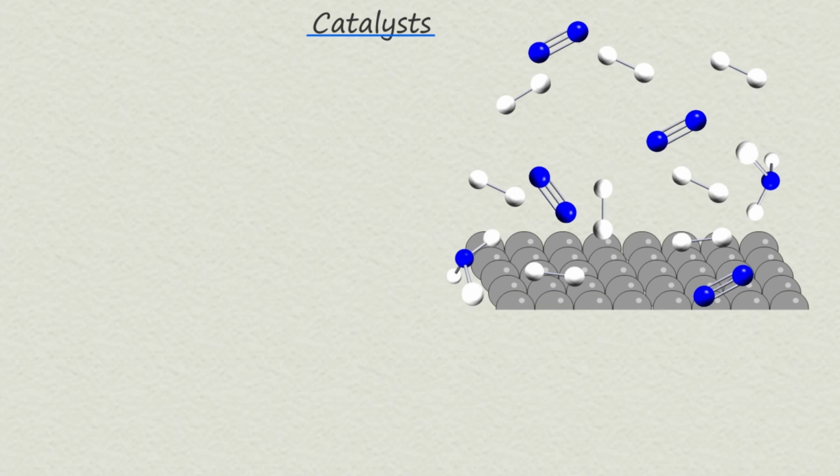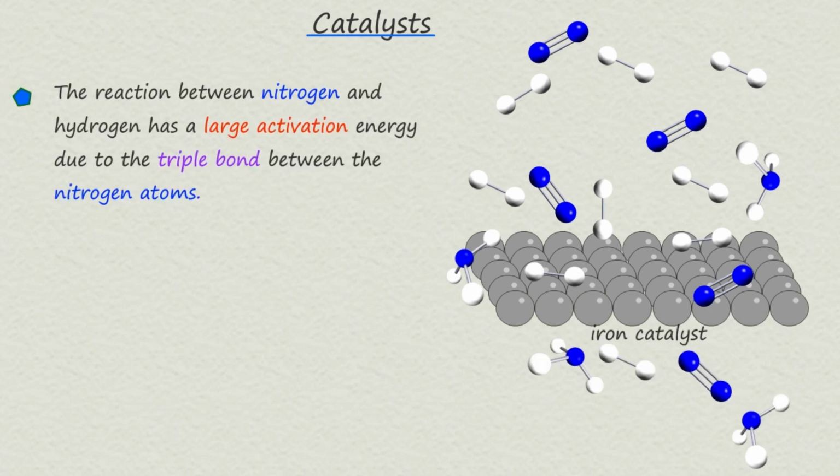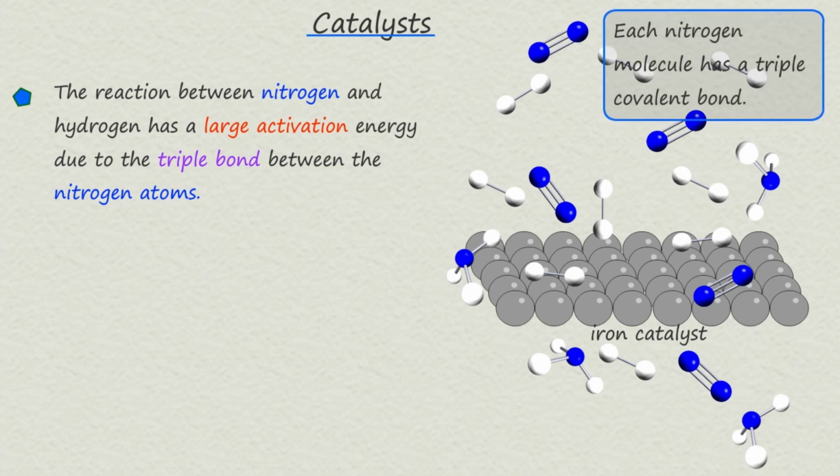Now the final piece in the jigsaw for Haber was finding a suitable catalyst for the reaction. Now the forward reaction in making ammonia, that is the reaction between the nitrogen and hydrogen atoms, has a very large activation energy. This is mainly due to the presence of the triple covalent bond between the nitrogen atoms. Haber knew that he would have to use a catalyst to lower this activation energy so that the reaction would proceed at a reasonable rate.